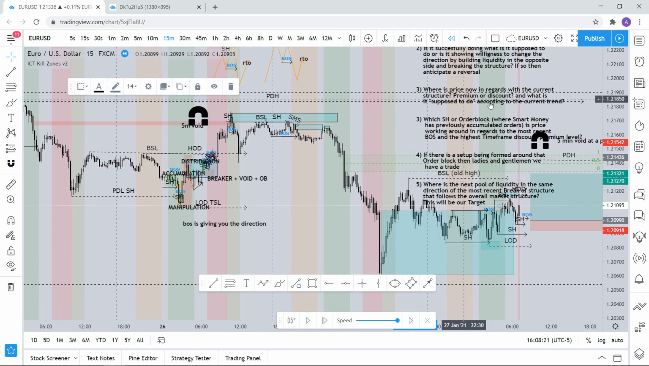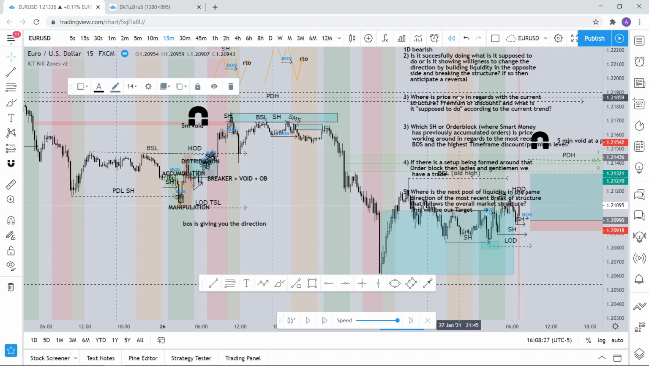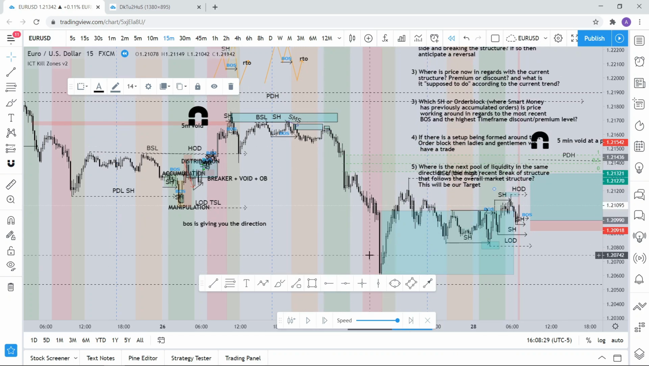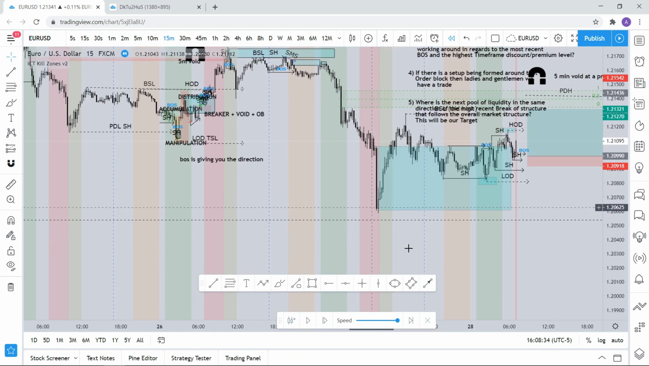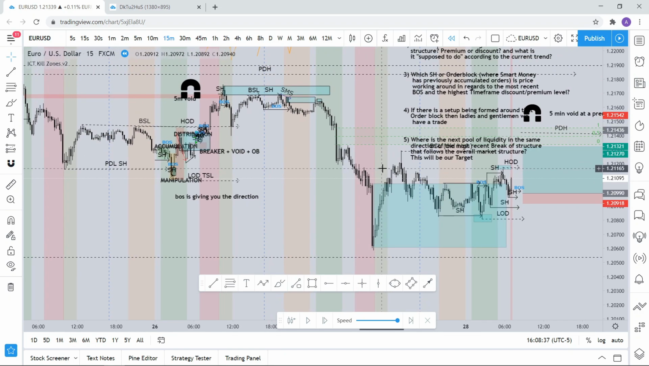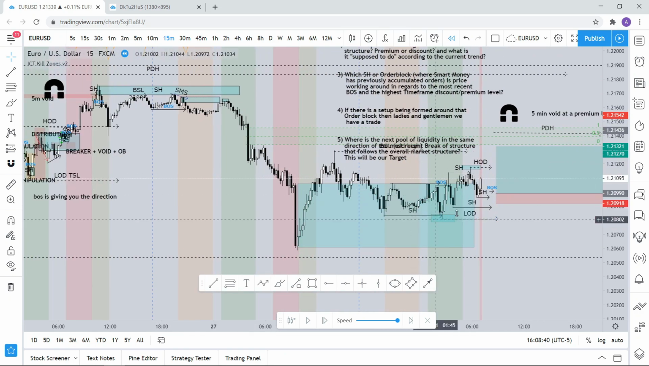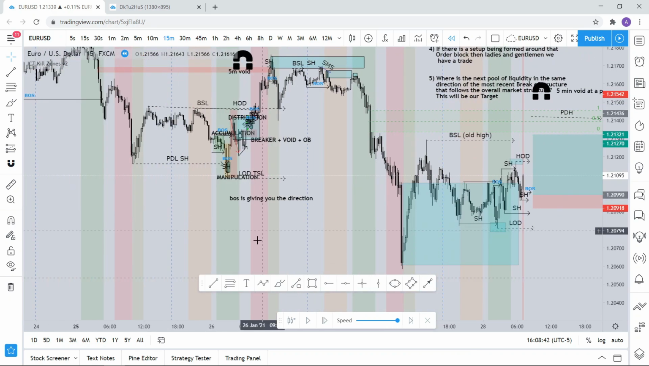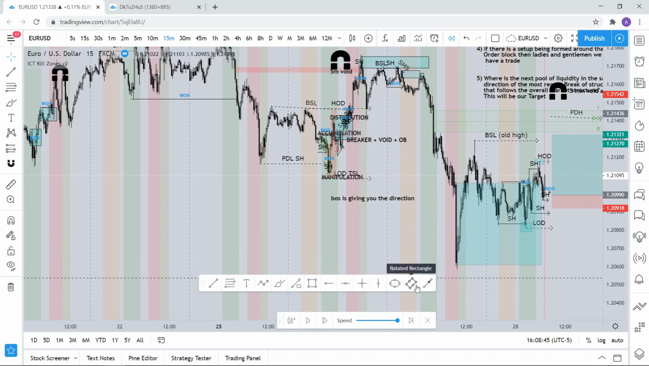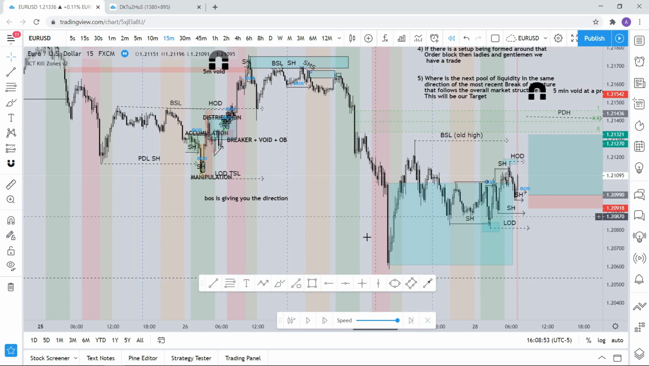So where is price now in regard with the current structure? Are we on premium or are we on a discount level? If we are assuming that price might reverse to go higher because price failed to make a lower low and instead we had a move to the upside, then we have to know that price is currently at a discount level. Because if price is failing to grab the liquidity on the sell side on the daily chart, then based on the daily chart, we need to identify why price might be failing, because there is probably a target on the buy side where price is going to go next.